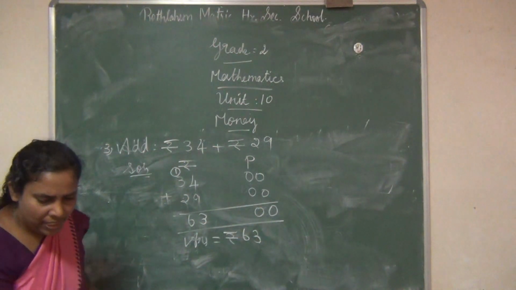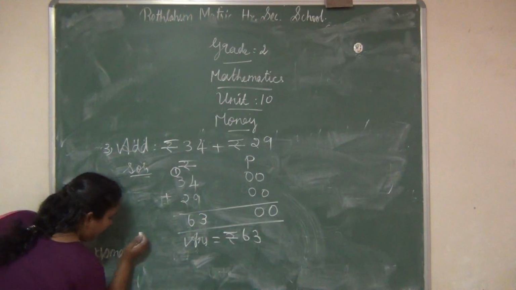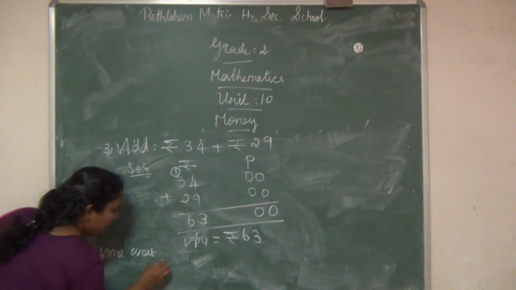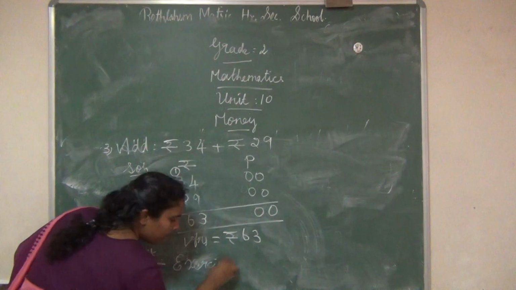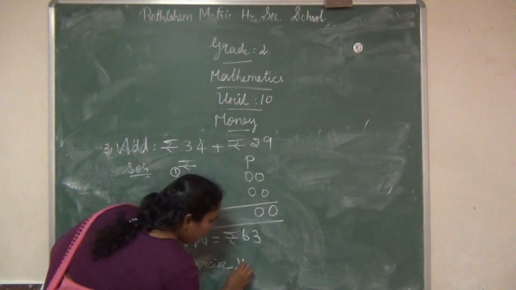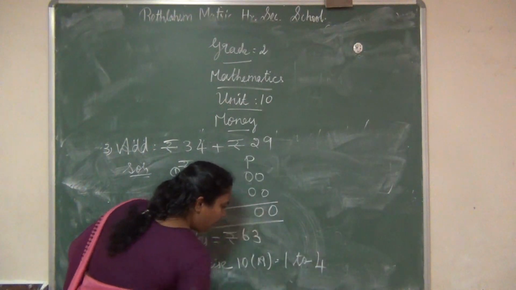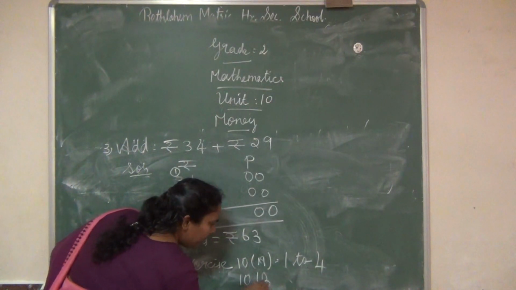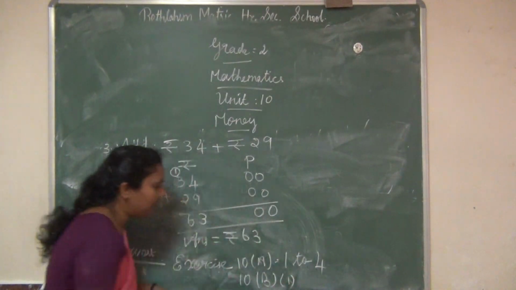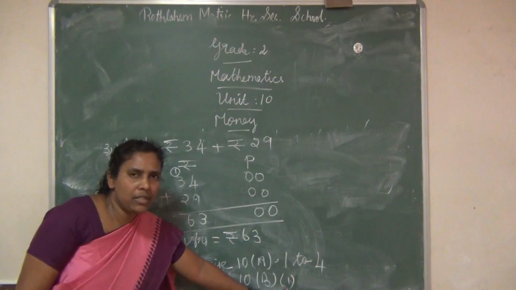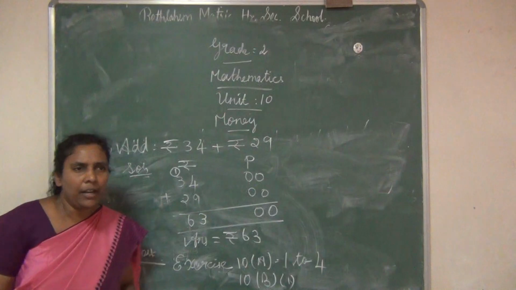Write today's homework question. Today's homework. Exercise 10A part. From there you should do 1 to 4 and 10B full. Because 10B the first question, okay? You should do that. You have to do it in the book. So today's homework you should do it in the book. Okay? Thank you.